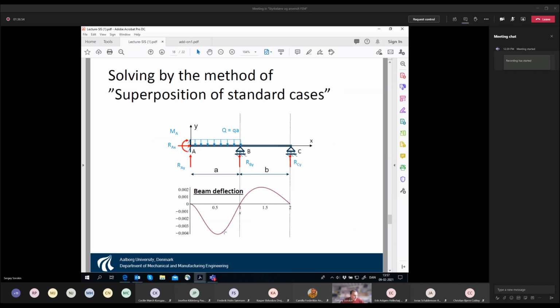Here, of course, it's very much exaggerated, but you see the scaling, because here it's 0.5, 1, and 2, and here it's just 0.5, 0.004. So the displacements are very, very small. That's exactly what I mentioned to you, that displacements are very, very small. The displacement at point B is of course zero, and the displacement at point C is also zero. So the problem is solved.